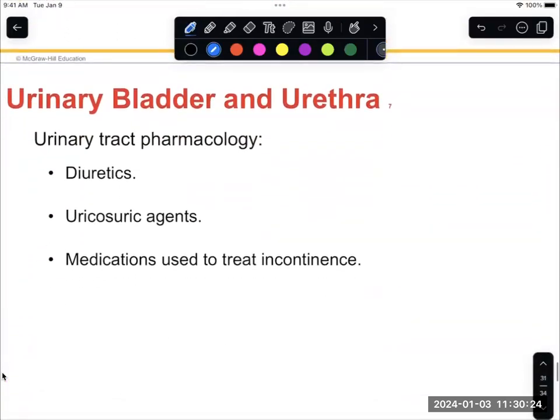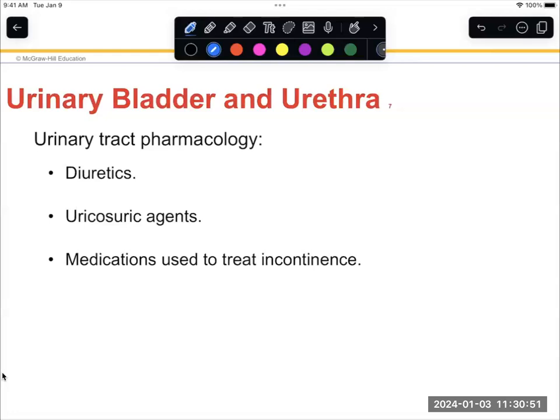So diuretics. Diuretics increase the amount of urine, and it's done again to maintain your body's homeostasis. There's thiazides, loop diuretics, potassium-sparing diuretics, carbonic anhydrase inhibitors, and osmotic diuretics. There's a lot of different kinds.